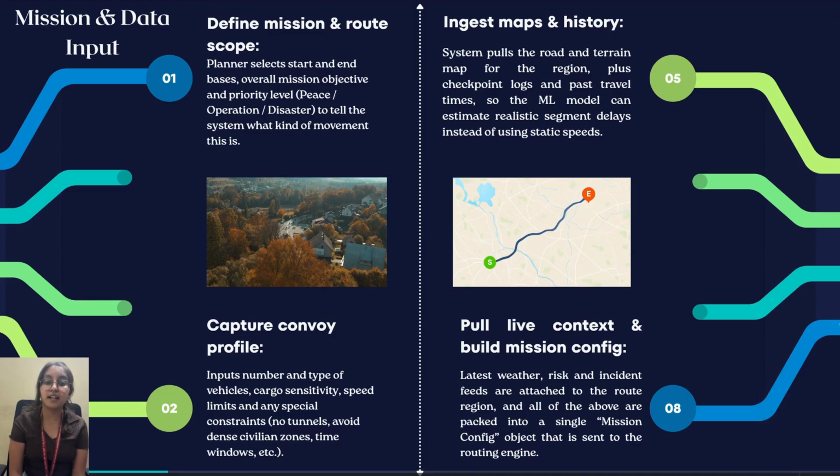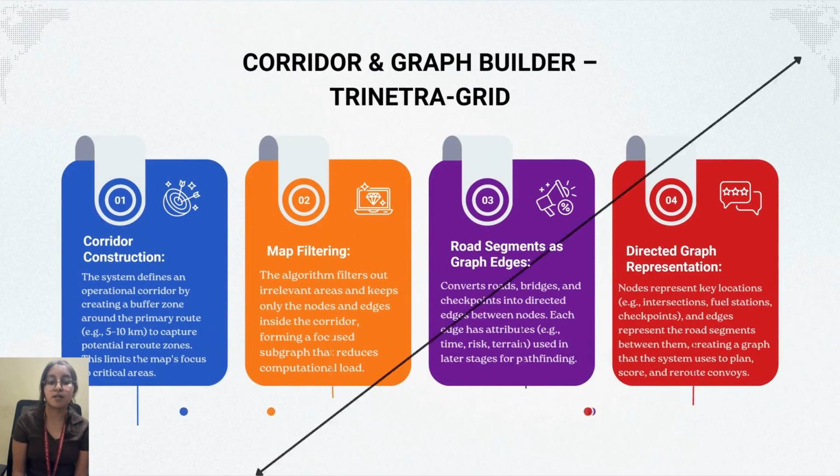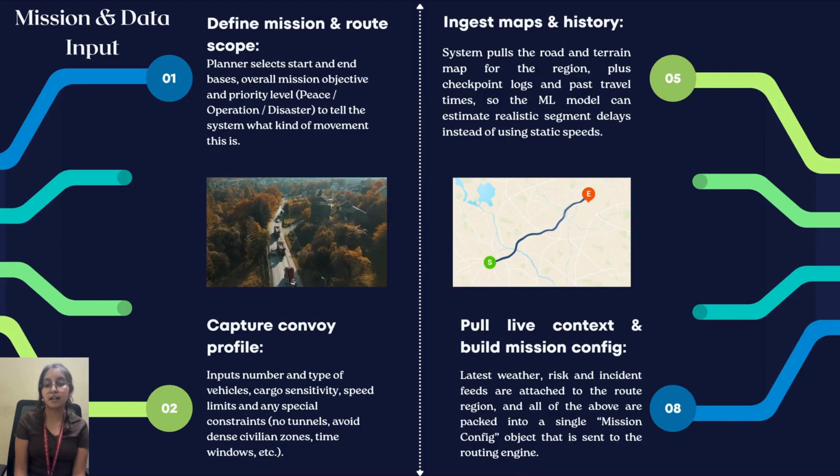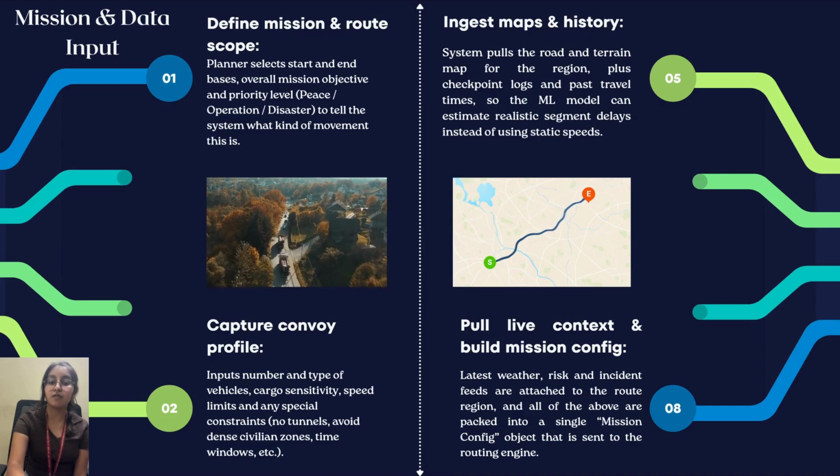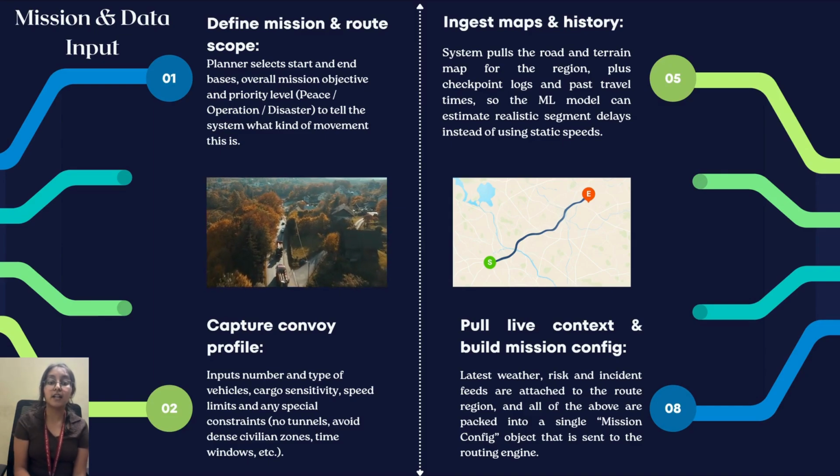First, we have the input and data layer. Here, the planner specifies the mission details: the start node, the end node, the mission mode, such as peace, operation, or disaster, and relevant convoy information like size and priority. This layer also provides the base road network represented as nodes and edges, and any historical or incident data that can inform routing.